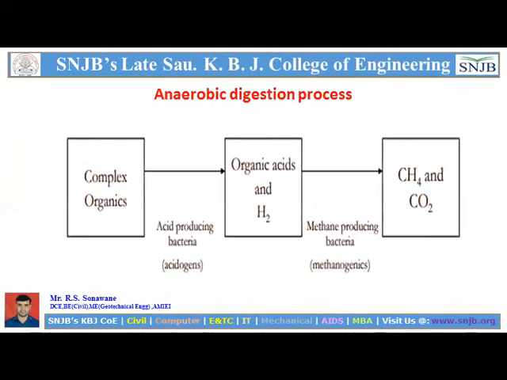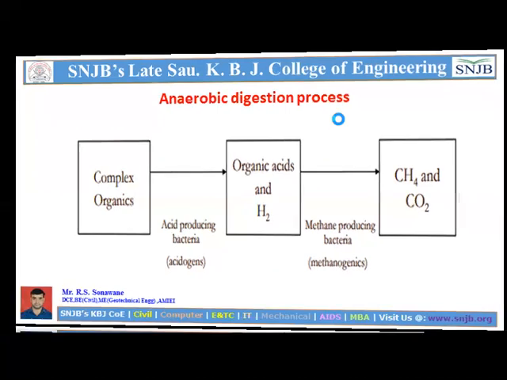In the anaerobic digestion process, complex organic matter gives organic acid and hydrogen, and lastly the byproducts, which are methane gas and carbon dioxide gas. When complex organic matter is converted into organic acid and H2O, acid-producing bacteria take part here. After that, the organic acid and hydrogen are converted into CH4 and CO2 by methane-producing bacteria, that is methanogenic, and this is acidogenic. These two stages are very important in the anaerobic digestion process.